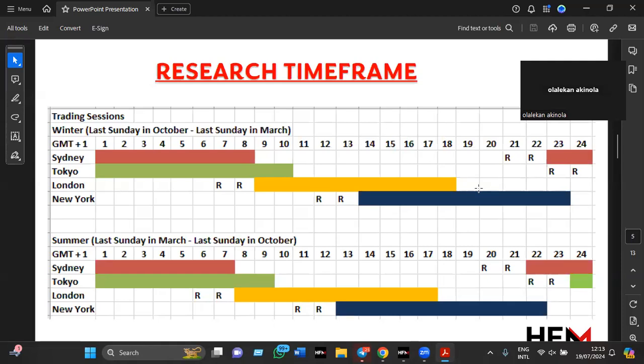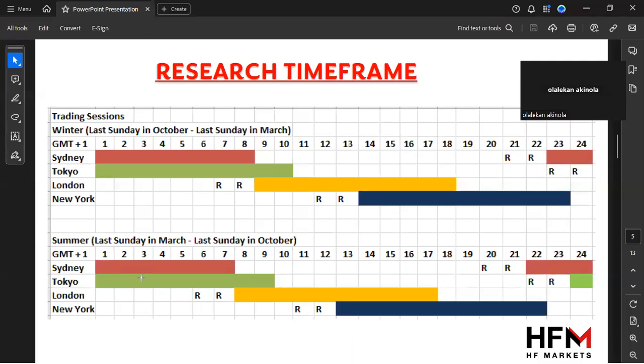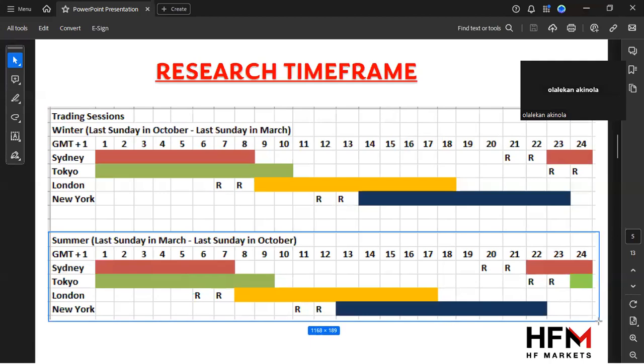And the only way to do that is to understand that you always need to be conversant with the different sessions that we have in the market, when they open and when you need to do your research. For now, we're working with this portion of the calendar. This works from the last Sunday in March this year all the way to the last Sunday in the month of October. All right. So this is what we have.